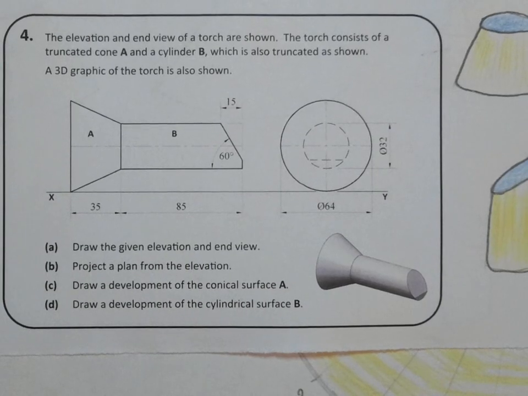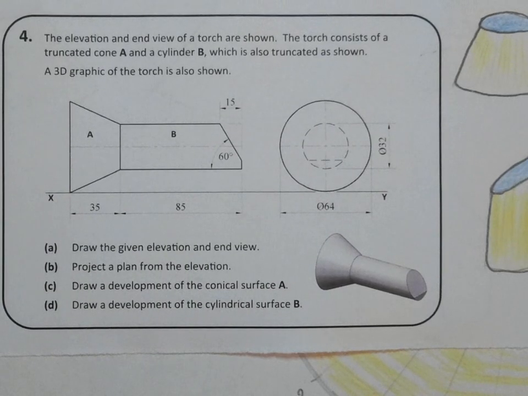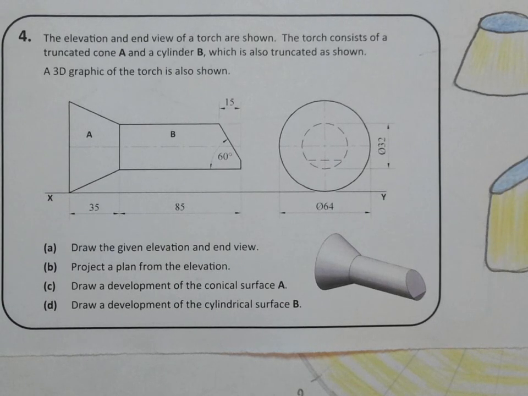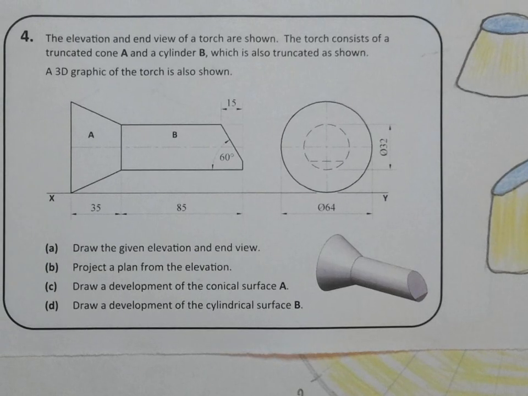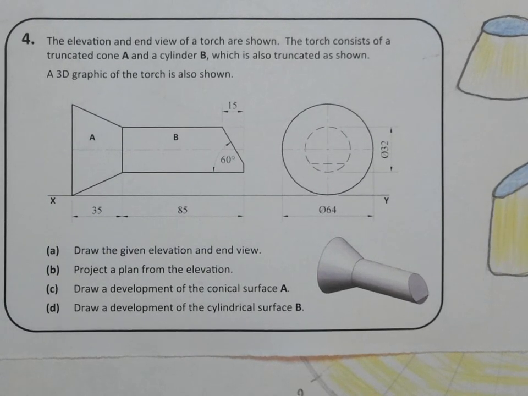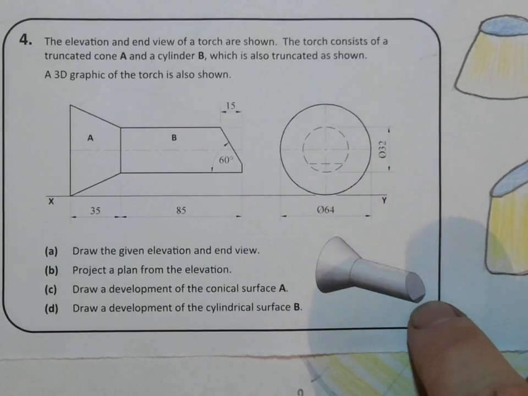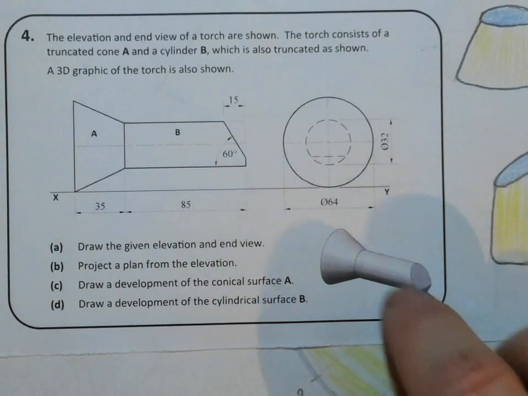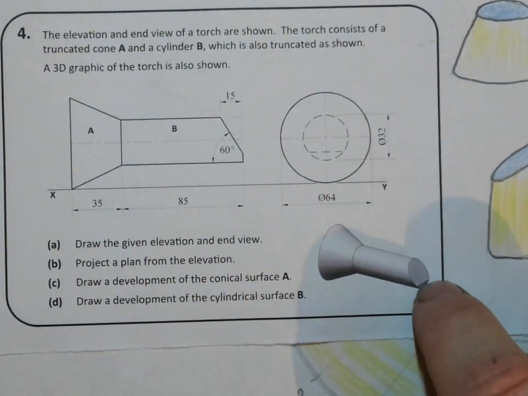Okay, now we have an end elevation, and this outer piece of hidden detail indicates the diameter of the cylinder, and we have a little horizontal line there representing a flat edge that goes across the back of the torch, and you can see it down here in the 3D graphic as well. So this is the diameter of the cylinder. The flat edge then is this little flat surface.